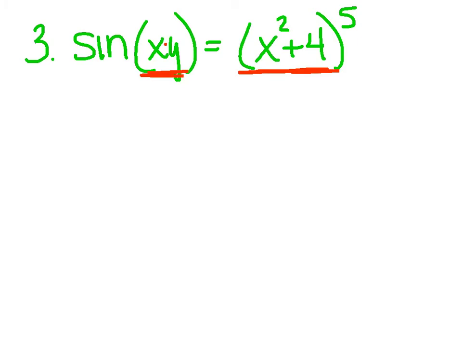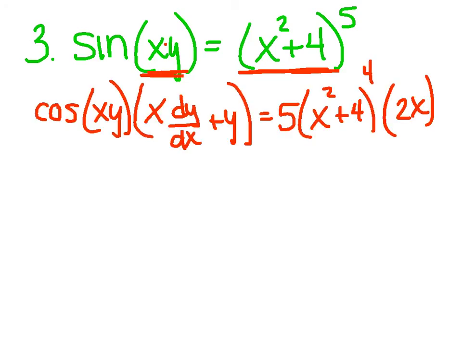So pause it, try it on your own. Hopefully you can nail that derivative. That should be the easy part, and then we'll clean it up. The derivative of sine should be cosine. Keep the inside. If you read that inside, it said x times y, so you've got product rule: first times derivative of the second plus second times derivative of the first. Now here's my chain rule. Bring the 5 down, keep the inside to the 4th. Derivative of the inside should be 2x.